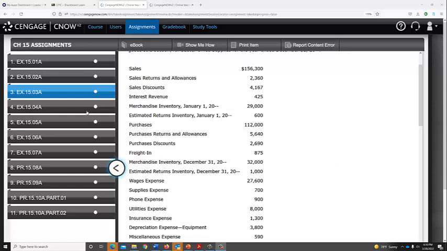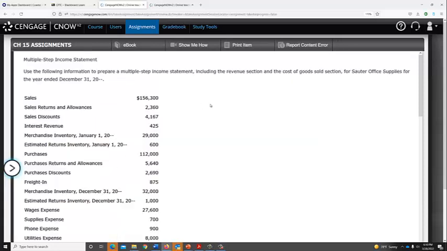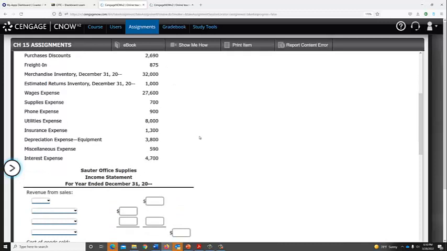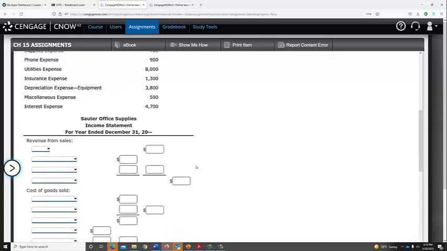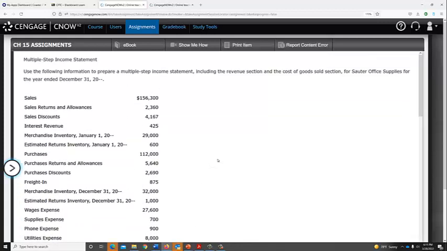For our Chapter 15 assignments, we're going to start out with exercise 15.3, which is the multi-step income statement. So we are given a series of accounts and balances, and we're just to enter those into our income statement. So always we begin our income statement with our revenues. So we're given sales, sales returns and allowances, and sales discounts. And we'll use all those to calculate net sales.